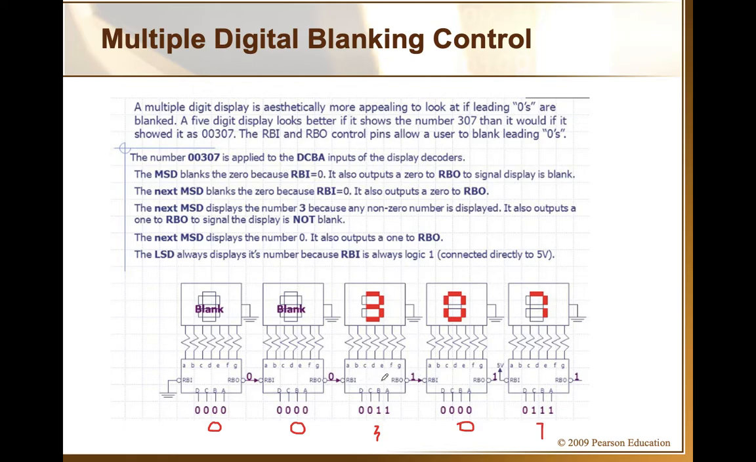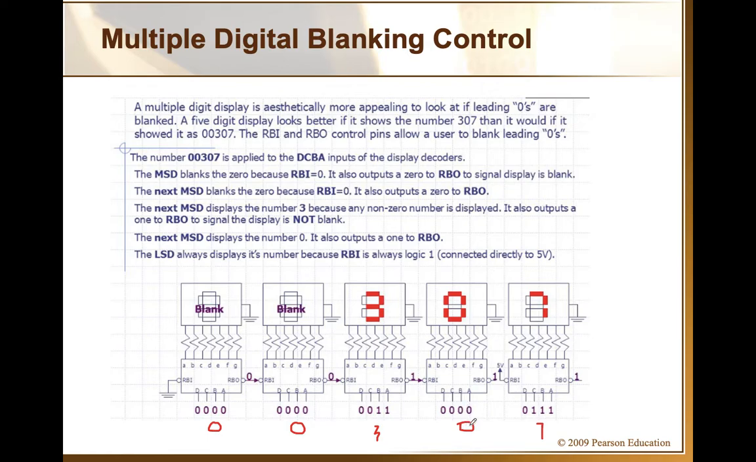Okay, so the IC says that my RBI is enabled, but I'm not receiving a 0 on the input, so I will display my number as it is. And RBO basically indicates what? That the display is showing something. It is not blank. So this is 1. Now this will be informed to the next IC that leading zeros are done. Now we have a number. So numbers are starting. So if a 0 comes, then don't consider it like a blank, a leading or trailing 0. So now RBI is disabled here.